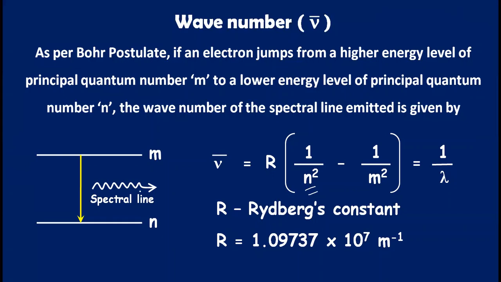For instance, let us assume an electron is jumping from the 7th orbit to the 3rd orbit. Among these two, the one with the lower principal quantum number, that is 3, is the lower value of principal quantum number. So I'll be taking n as 3. And the higher value of principal quantum number, 7, will be taken as m. So among the two given principal quantum numbers, the one with the smaller value should be taken as n, and the one with the larger value should be taken as m. You have to be very careful in this aspect.